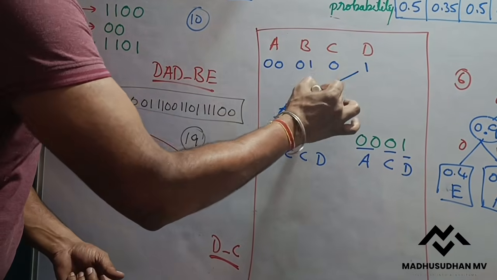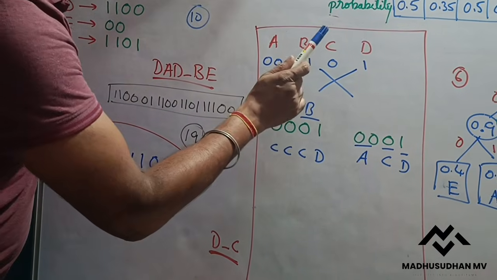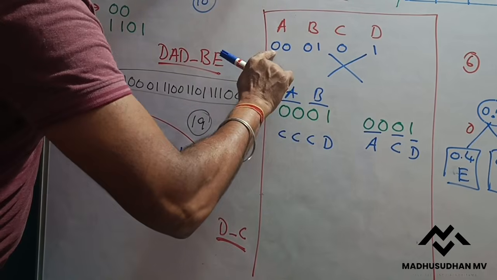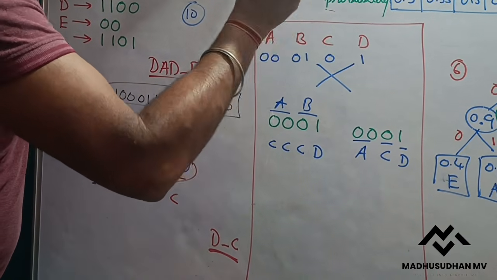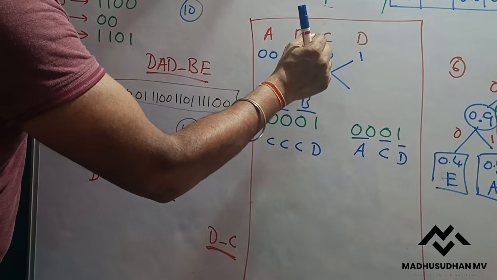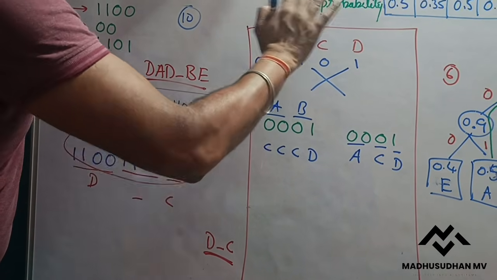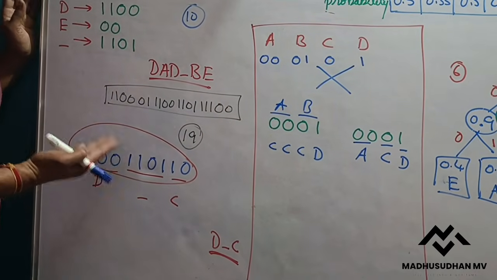So this type of coding is wrong. What is the ambiguity? The code of C, which is 0, is the prefix of A and B. That should not be there. Whatever code we assign to one character should not be the prefix of the other characters, otherwise this ambiguity, this confusion, will come.